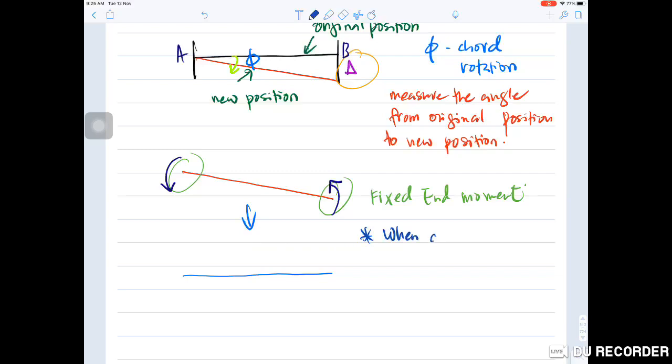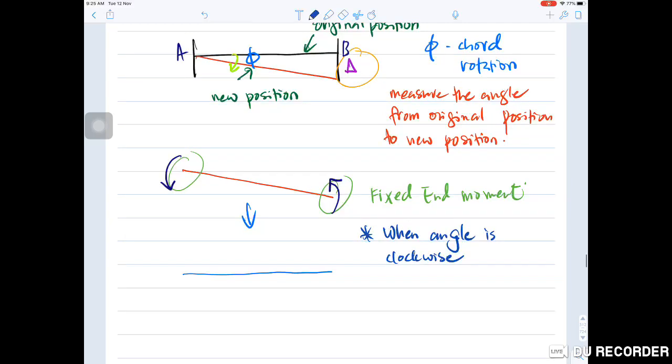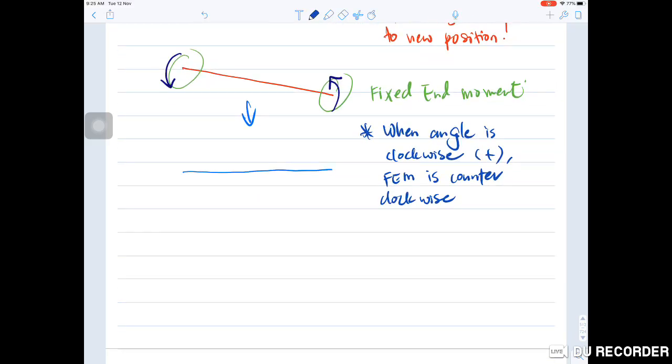And I can say that when angle is clockwise, FEM is counterclockwise. Angle and FEM must be opposite condition.